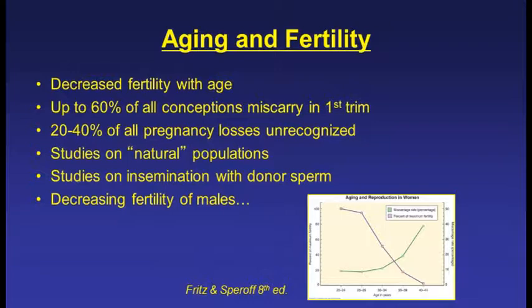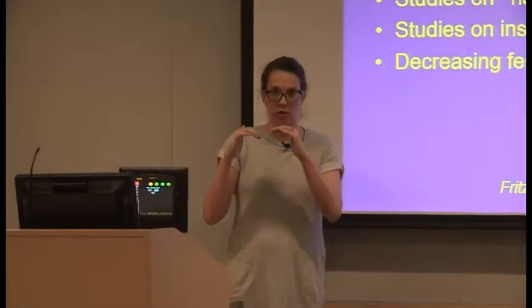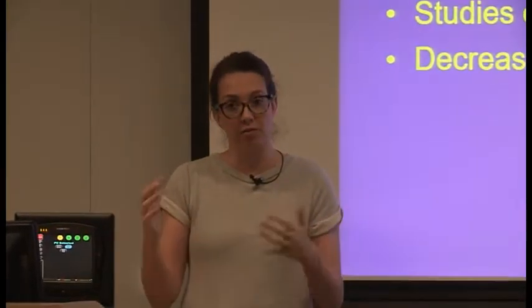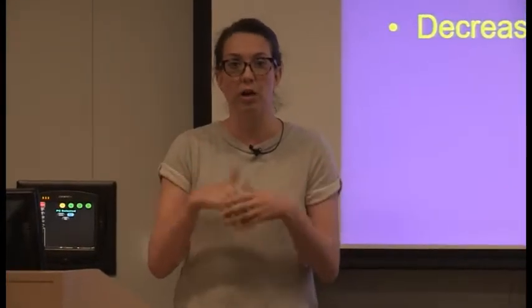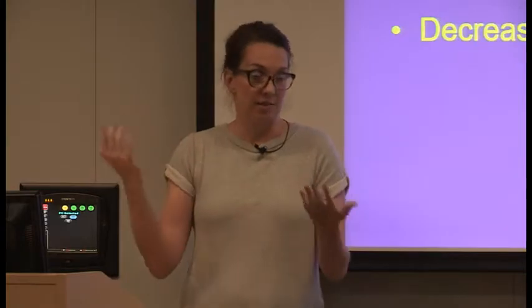And in addition to not having an easy time getting pregnant when you're older, up to 60% of conceptions miscarry in the first trimester, and 20 to 40% of all pregnancy losses go unrecognized. This was done on studies of natural populations. I'm sure you've probably heard of the Hutterites. They're actually a Scandinavian population group that lives in northern Minnesota, and they do not believe in birth control. And so all of the studies on natural fertility decline have been done on this population where they never use birth control, looking at their time to conception.